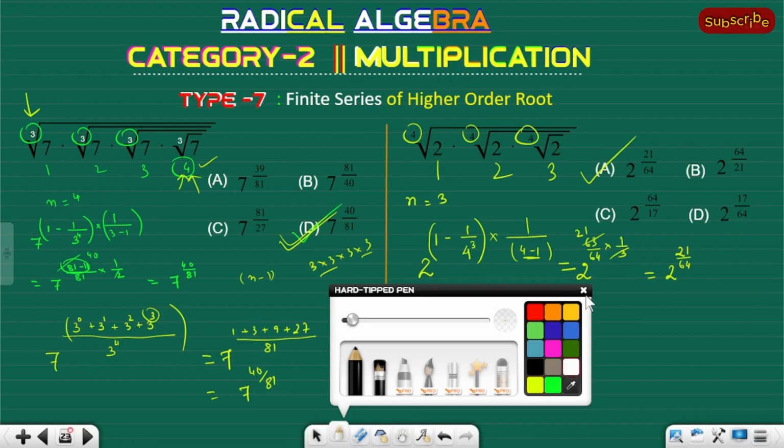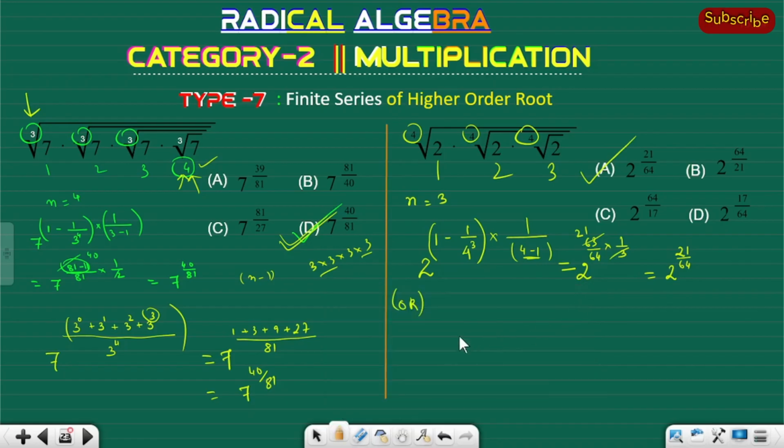Let's check by the traditional method. Base is 2. What is the root? 4th root, right? 4 to the power 0 plus 4 to the power 1, 4 square, up to the last term. Here the number of terms is 3, so 1 less than 3 is 2. So 4 raised to the power 2 divided by 4 cube.